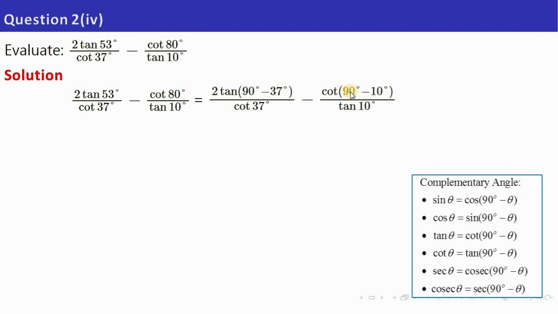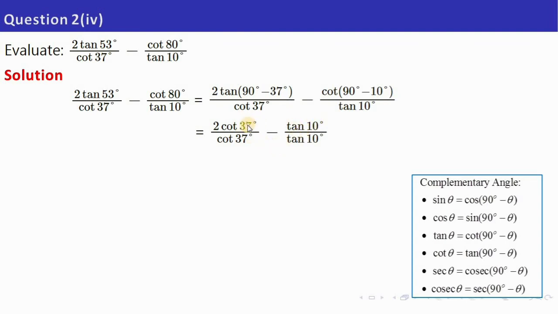So this tan 90 minus 37 can be written as cot 37 degrees, right? And cot 90 minus theta is tan theta, right? So cot 90 minus theta is tan theta. So this can be written as tan 10 degrees. All right, so this is cot 37 degrees and this is tan 10 degrees. So cot 37 and cot 37 get cancelled, tan 10 and tan 10 get cancelled.